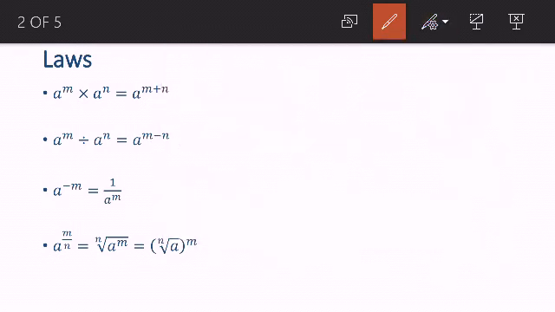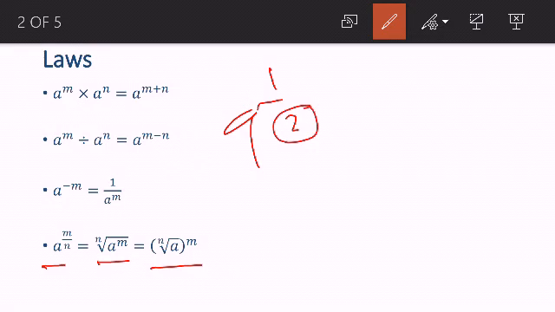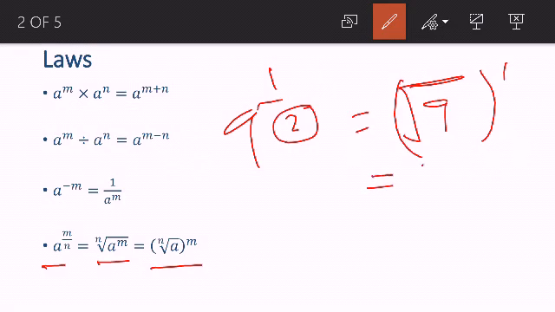Now the next one is the fractional index law. That means when the power is a fraction. Now a raised to power m over n is the same thing as the nth root of a raised to power m, or we can say the nth root of a all raised to power m. A good example is when you have, let's say, 9 raised to power half. The denominator becomes the root. That makes it square root of 9 all raised to power 1, and square root of 9 is 3.